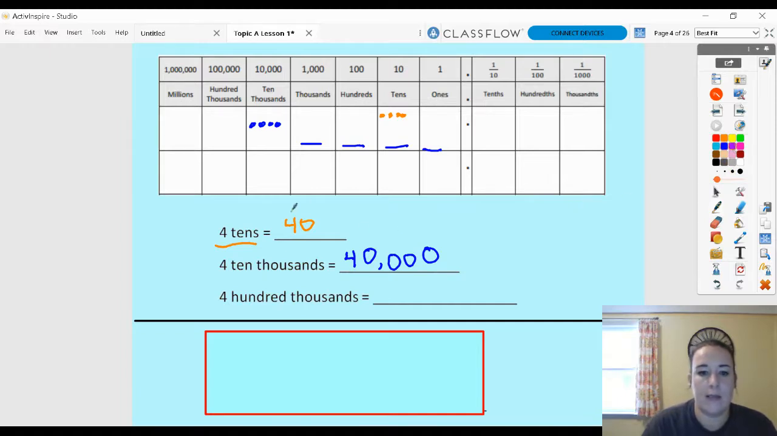So let's go to our next one, which is 400,000. So I'm going to do this in purple. 4 disks in the hundred thousands. So I'm going to have a 4 in my hundred thousands, but if you look, I have 1, 2, 3, 4, 5 place values where there's nothing. So we're going to have 5 zeros.